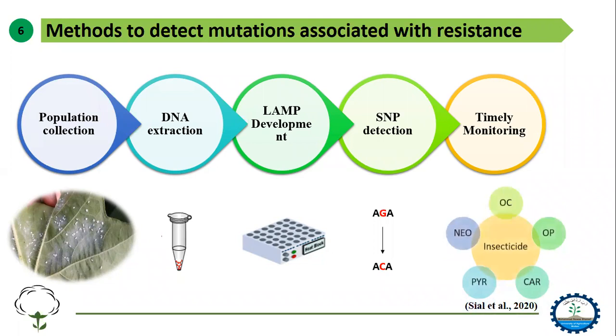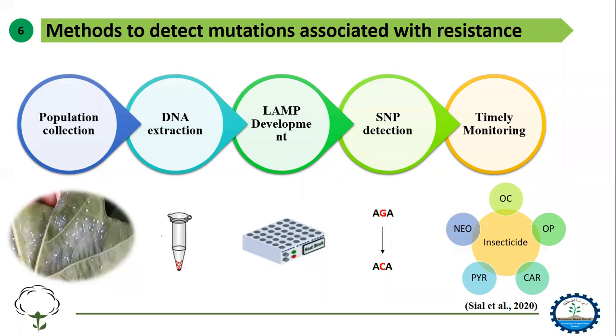And then we could monitor the field condition, like what insecticide has been applied in the field and what insect has developed resistance. After timely monitoring, we could choose the rational insecticide application, whether organophosphates, organofluorine, carbamates, pyrethroid, or neonicotinoid insecticide. And in this whole process, you can see that there is no requirement of PCR and no requirement of gel electrophoresis.